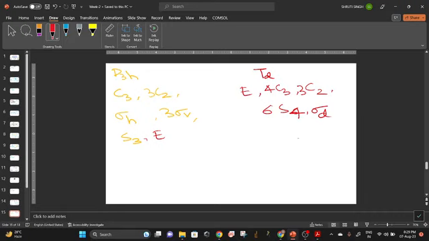So total order is the number of operations, not the number of elements. So the number of operations will be 24, and for this one it will be 12. For C3 it will be producing 2 operations. C2, 2 operations. Sigma h, 1. S3 inverse, 2.